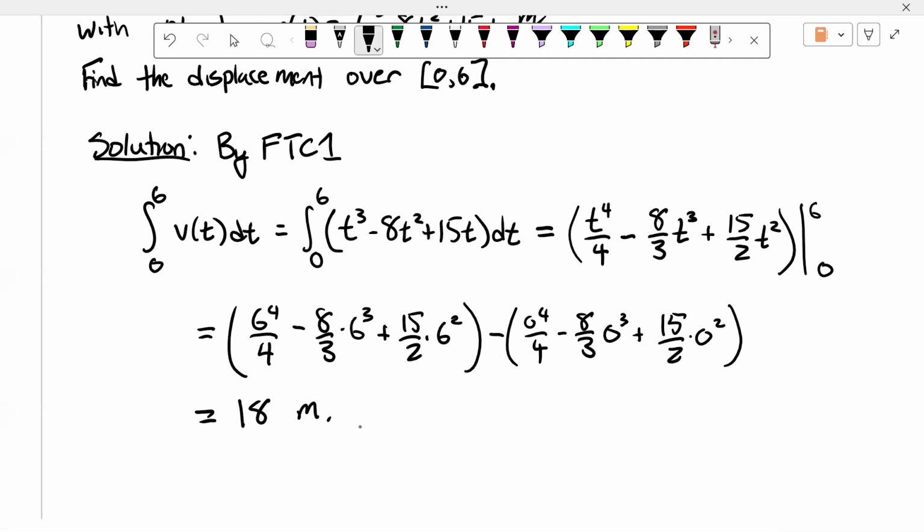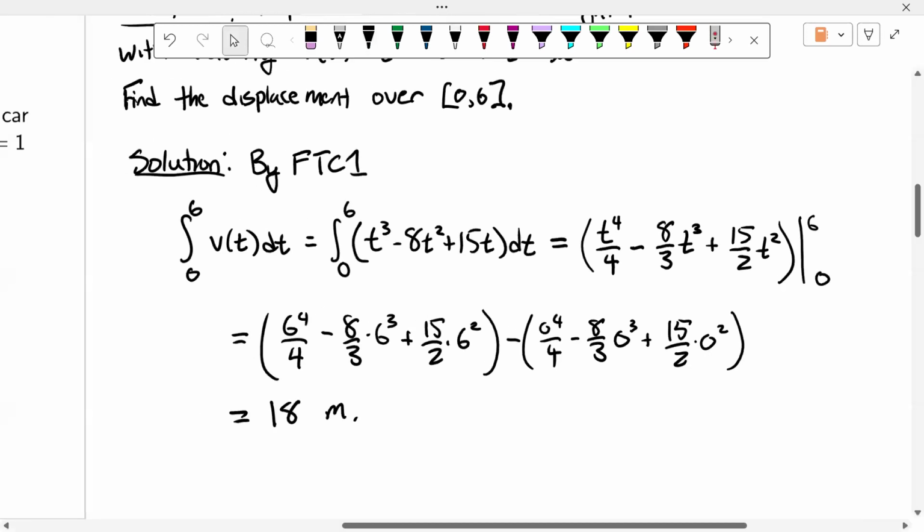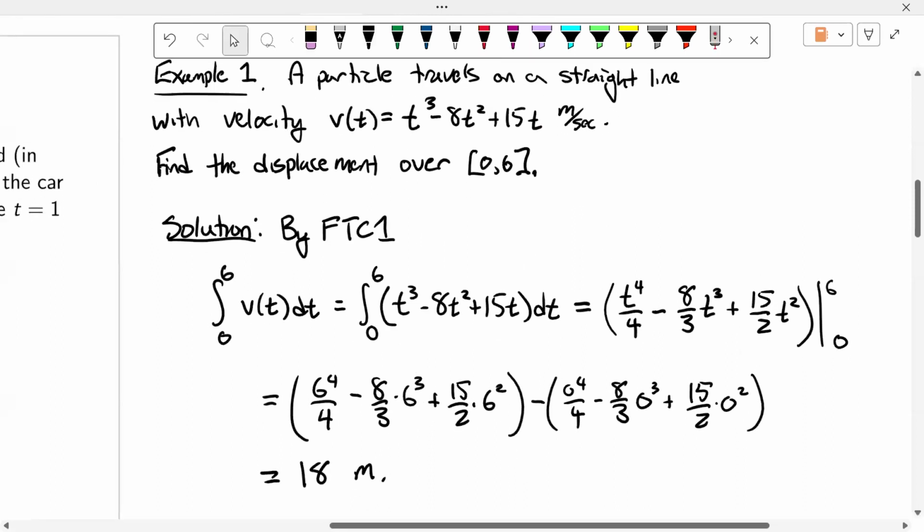So that's how we can compute the displacement of a particle if we're given its velocity function without having to explicitly determine S of t. Okay, yeah, it's kind of like a neat little trick. Yeah, whatever. We can work with that, right? Yeah. Any questions on this?